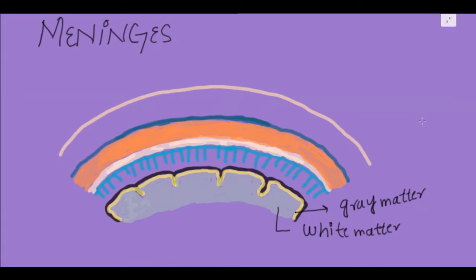So the first layer, starting from deep, the first layer which is in touch with the brain, is known as the pia mater. The black layer, right? The black one is in connection with the brain. So this layer is known as the pia mater. You can write it as pia mater.